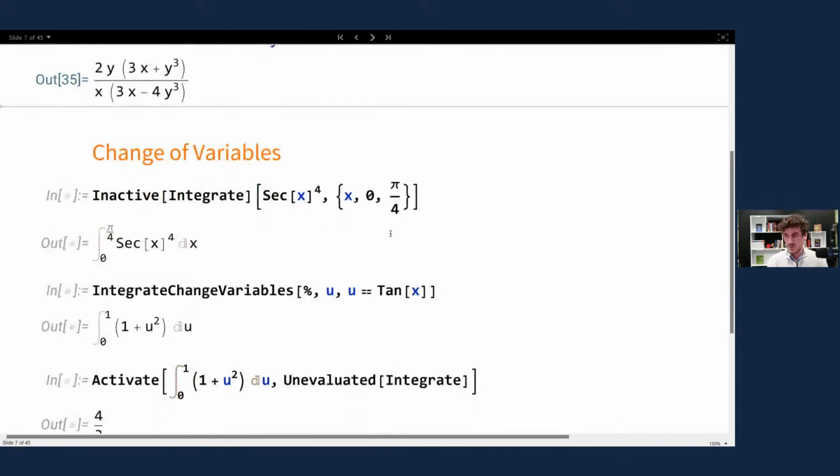This is a really cool one. You can show the process here of making a change of variables when integrating. We start with an inactive integral. Notice this inactive function. We hover over and it says Inactive Integrate. This is an inactive form of the Integrate function. It's been typeset for us and that kind of thing.